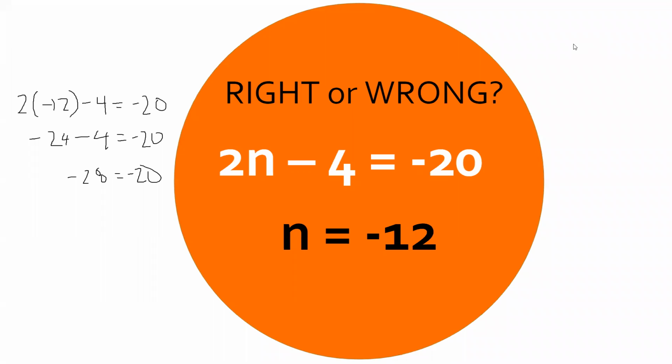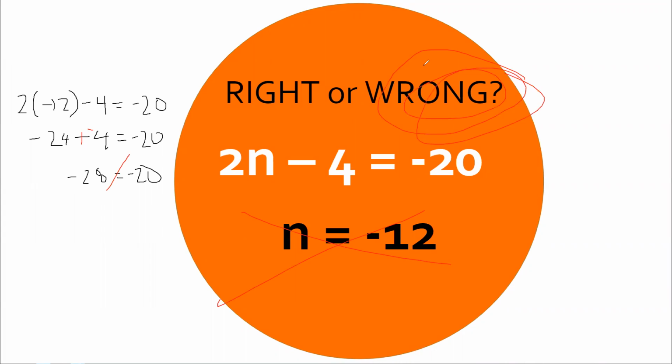And hopefully you said Miss Christie was wrong. I showed my work over here. So we took that -12 and we plugged it into our n. We substituted it. 2 times -12 equals -24. And then -24 minus 4. Or if we wanted to KCO it, -24 plus -4 equals -28. -28 does not equal -20. So this is not a solution. It is wrong. Got one more for you?